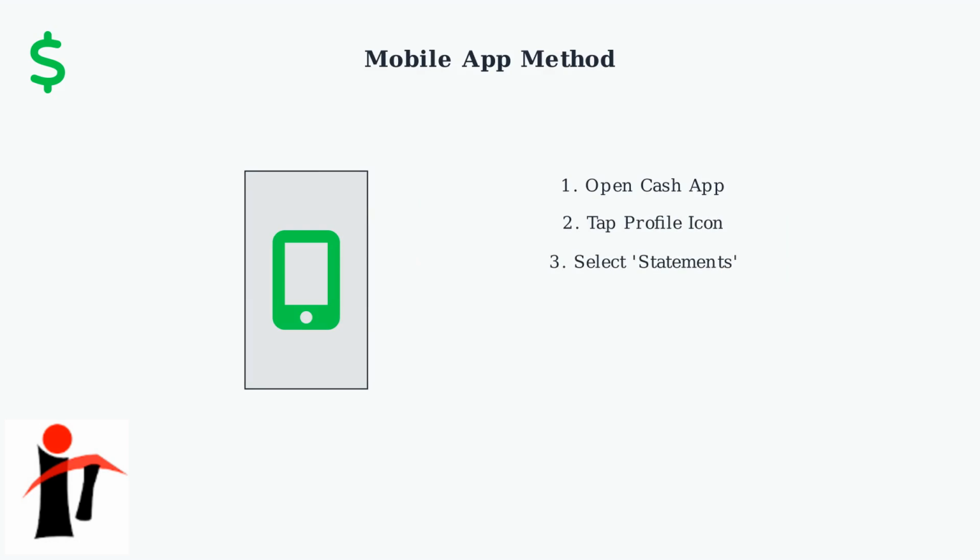Start by opening Cash App and tapping your profile icon in the top corner. From there, you'll find the Statements option in your profile menu. Once in the Statements section, you can choose your desired month or date range. Then tap Export or Download PDF. You can have the statement emailed to you or download it directly to your device.